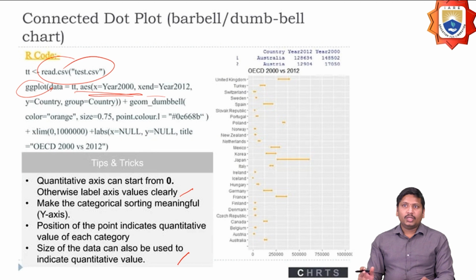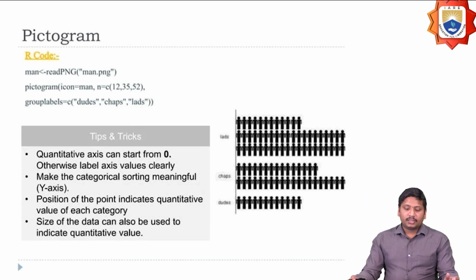So the dot plot's other name is the barbell or dumbbell chart. Similar steps are used to construct this dot plot: we make use of read.csv and ggplot here. So we are able to construct the graph, and for this we have to follow some of the tips, and based on that we can construct the chart. And the next thing is the pictogram.